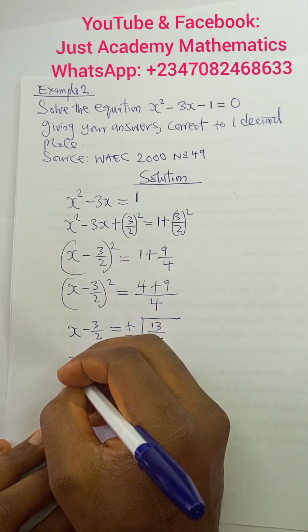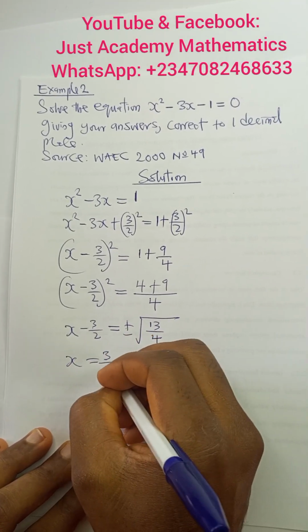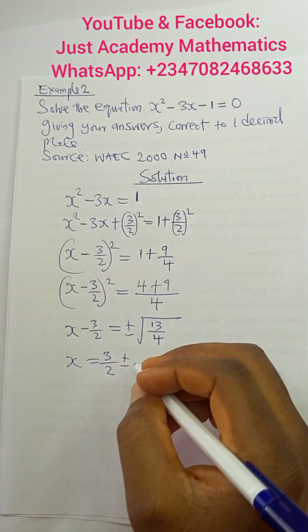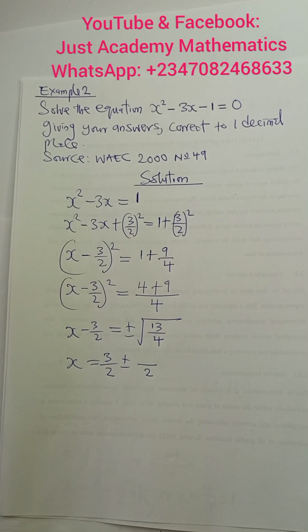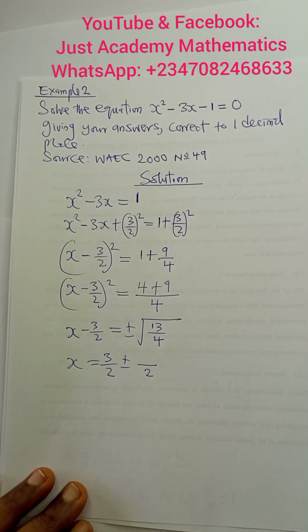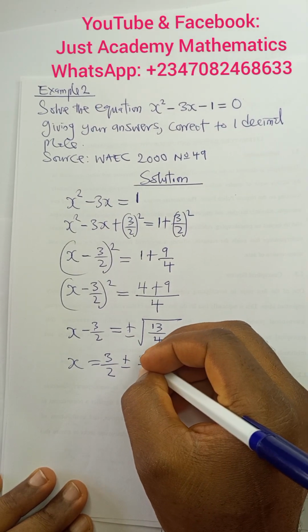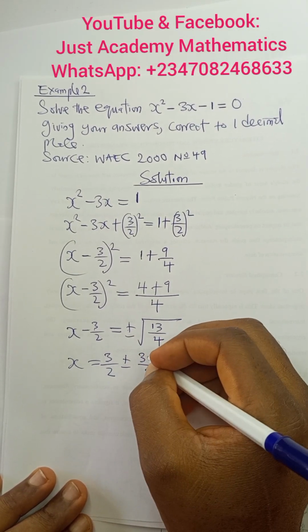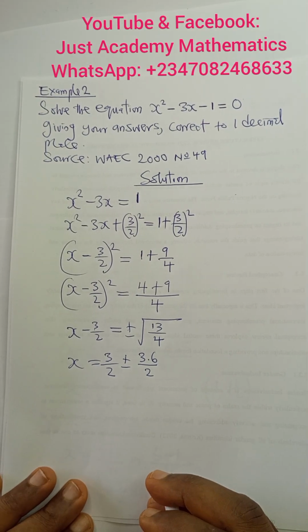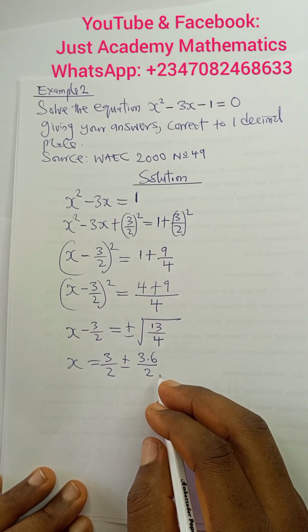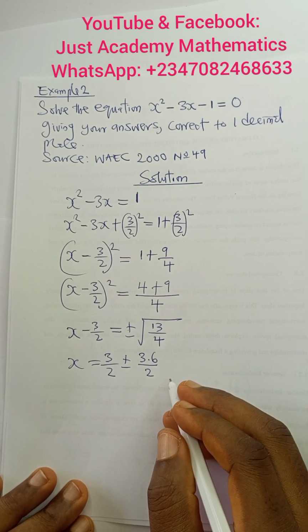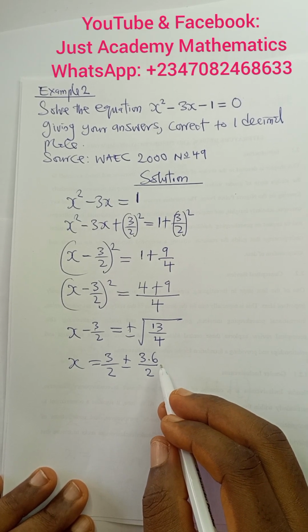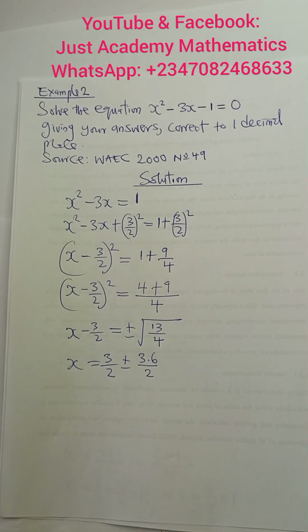So bring this one here, you have that s equals 3 over 2 plus or minus the square root of 13 over the square root of 4, which is 2. But what is the square root of 13? The square root of 13 will give me 3.6. They say to 1 decimal place, so let's just leave it at 3.6. Is that correct? It's actually 3.6051 and so on, but 3.6 should work. Or you can leave it as 3.61, then later approximate to 1 decimal place.